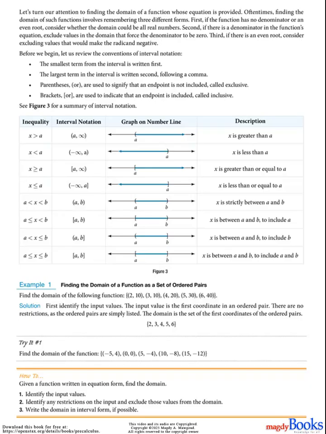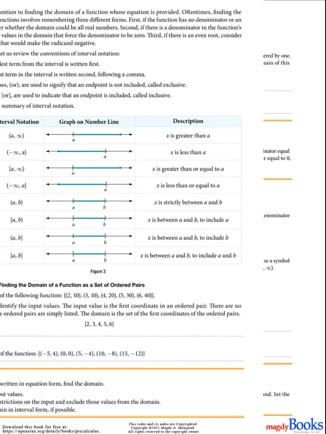Try it number 1. Find the domain of the function (-5, 4), (0, 0), (5, -4), (10, -8), (15, -12). How to? Given a function written in equation form, find the domain. 1. Identify the input values. 2. Identify any restrictions on the input and exclude those values from the domain. 3. Write the domain in interval form, if possible.